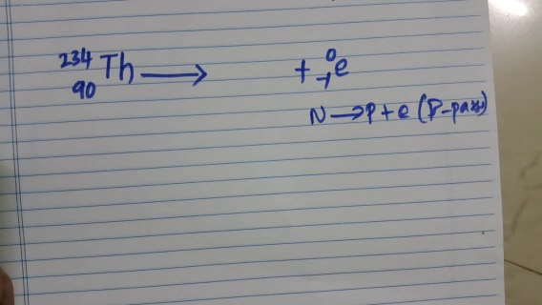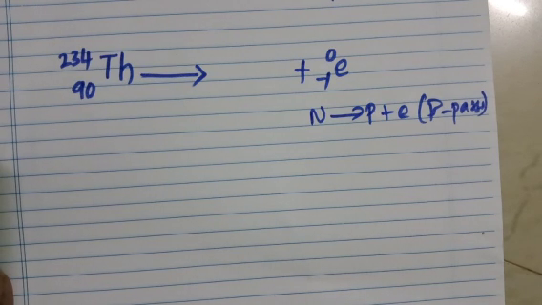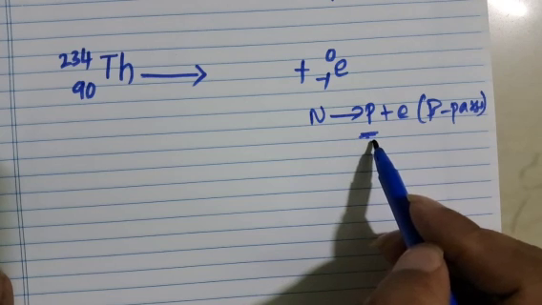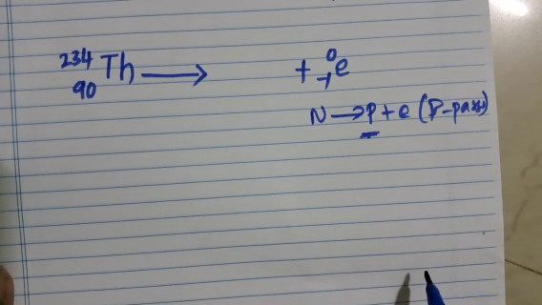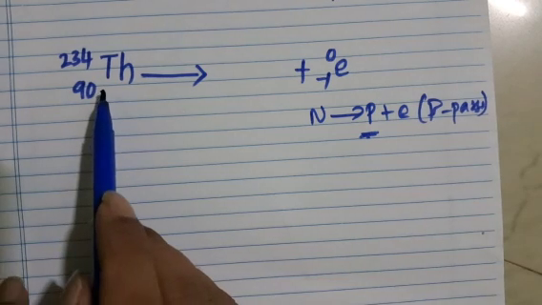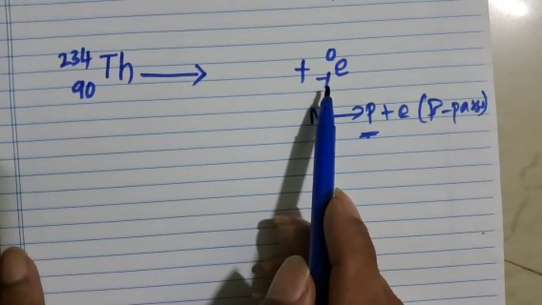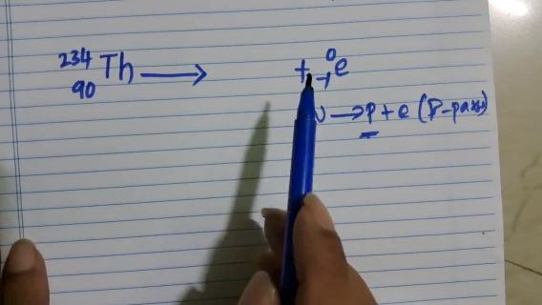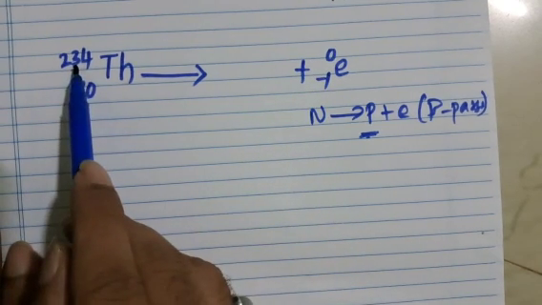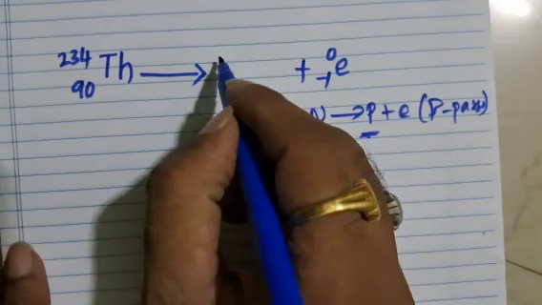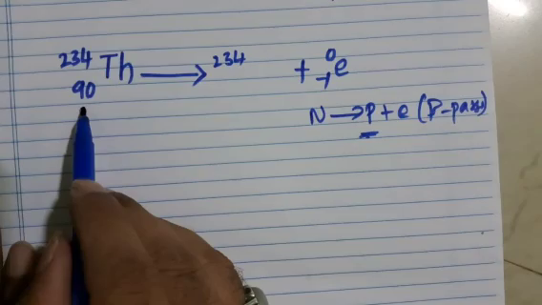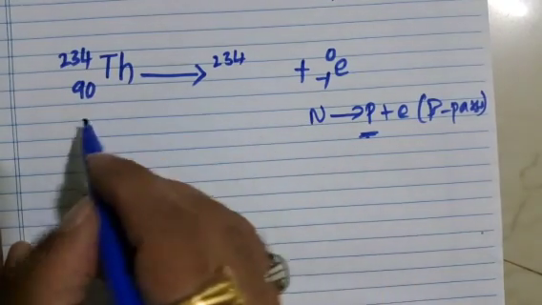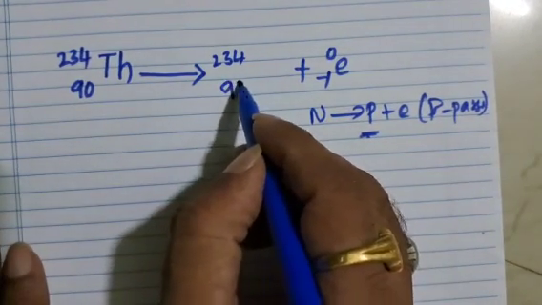Thus, during beta particle emission, the number of protons in the nucleus, or the atomic number of the element, increases by 1 unit. Therefore, when a beta particle is emitted, the mass number remains the same. So 234, the mass number remains the same, but the atomic number increases by 1 unit, that is 90 becomes 91.